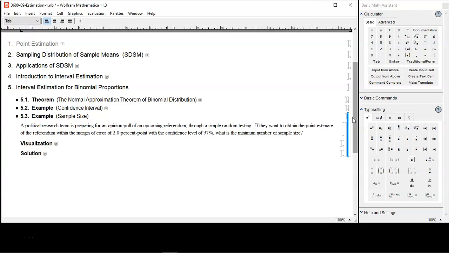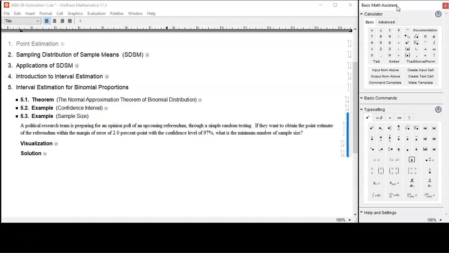Alright, here we go. A political research team is preparing for an opinion poll of an upcoming referendum through a simple random sampling. If they want to obtain the point estimate of the referendum within the margin of error of 2.0 percentage point with a confidence level of 97%, what is the minimum sample size?